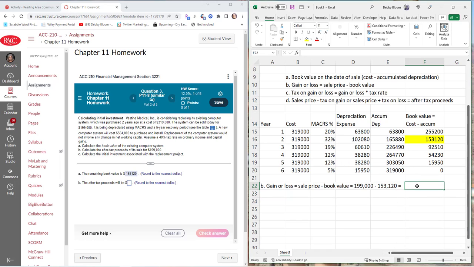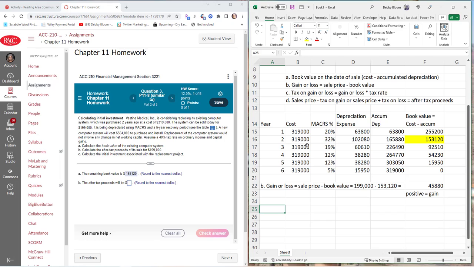So I'm just going to tell Excel to take 199,000, subtract 153,120, and we get 45,880, and because that is a positive number, it is a gain. If that came out to be a negative number, it would mean that we sold it for less than the book value, and we would have a loss. But because it's a positive number, it means our sale price is greater than the book value, and we have a gain. Now that we have a gain, we're going to move on to step C.